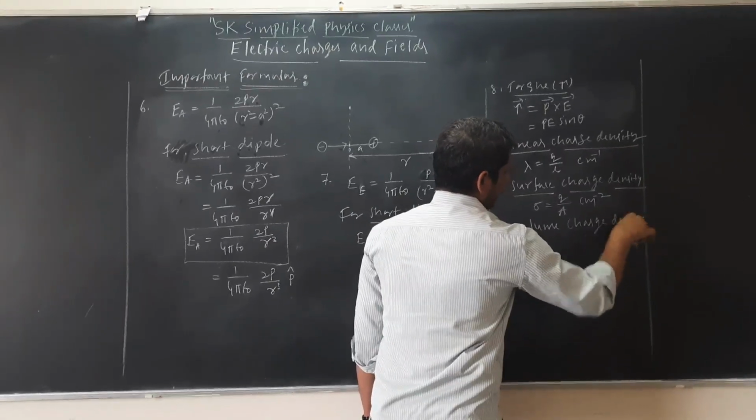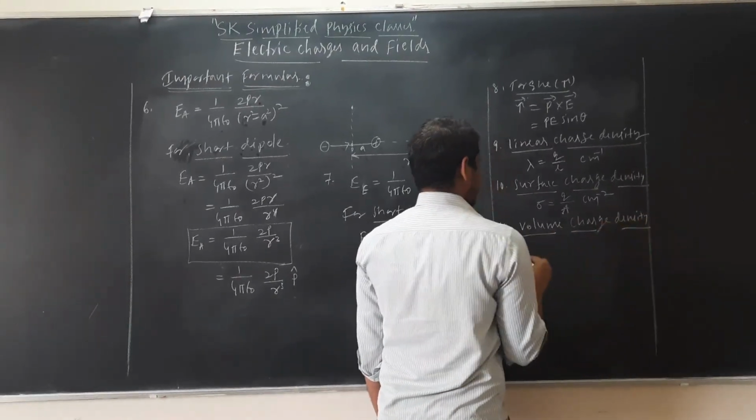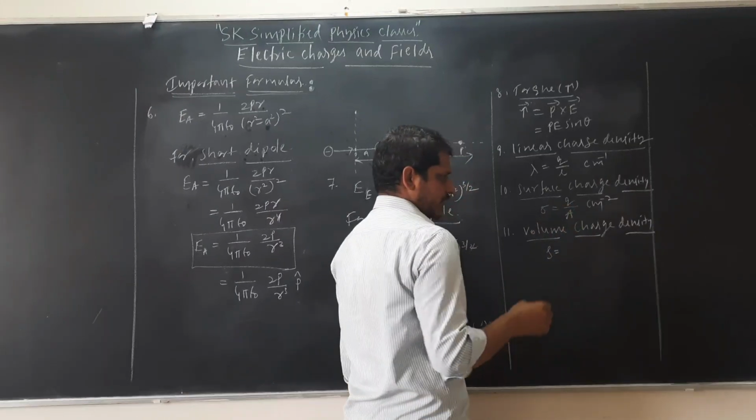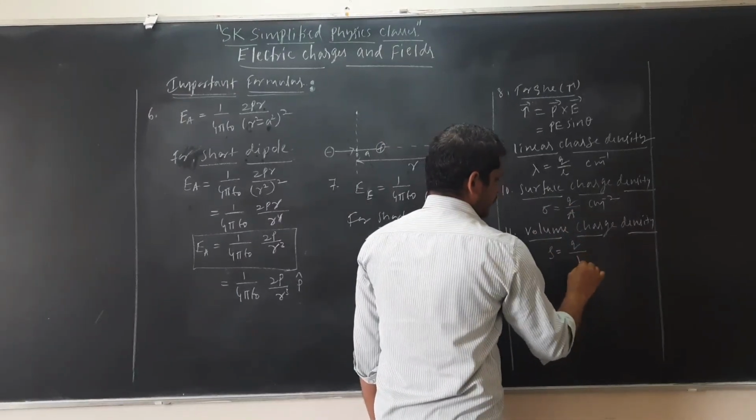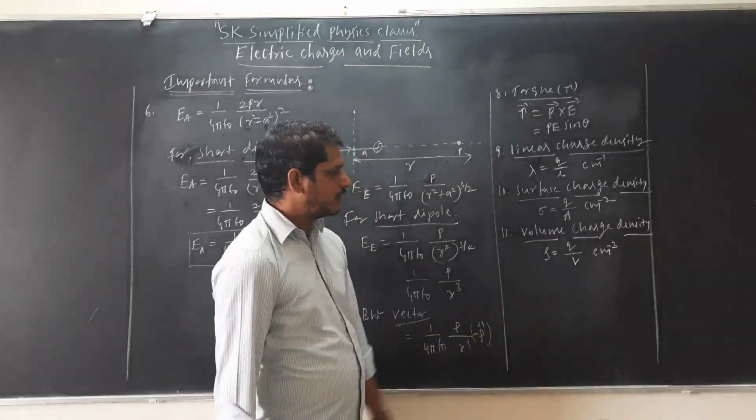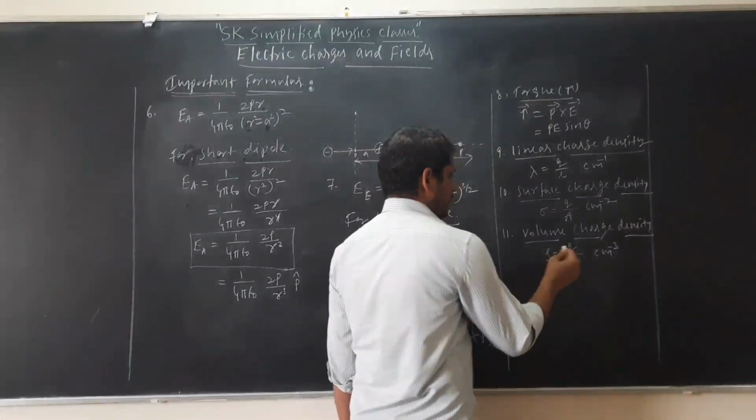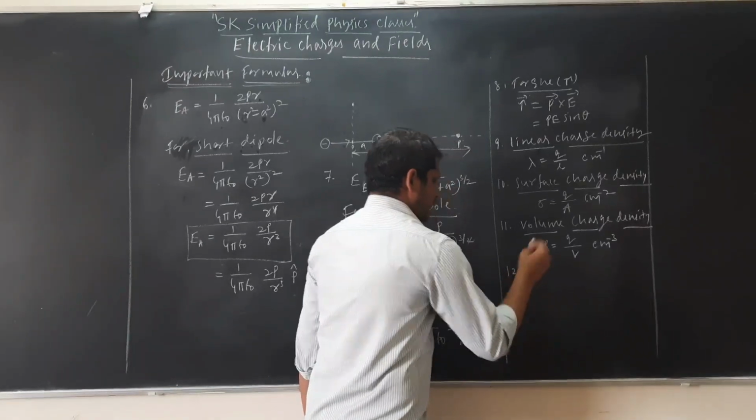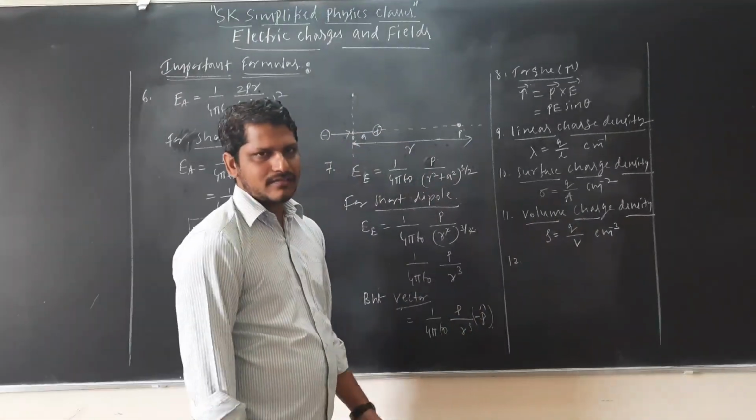So volume charge density is denoted by rho. This is charge per unit volume, coulomb per meter cube, because the SI unit of volume is meter cube. So next are the applications of Gauss law.